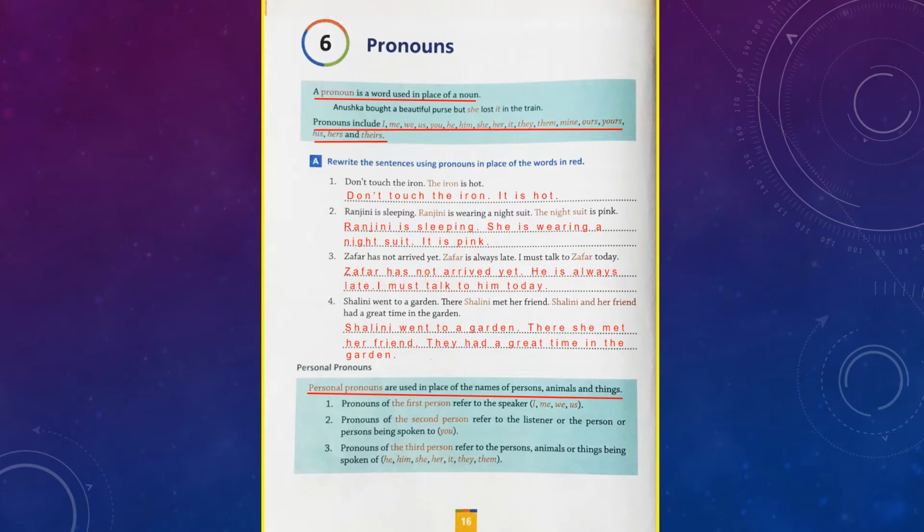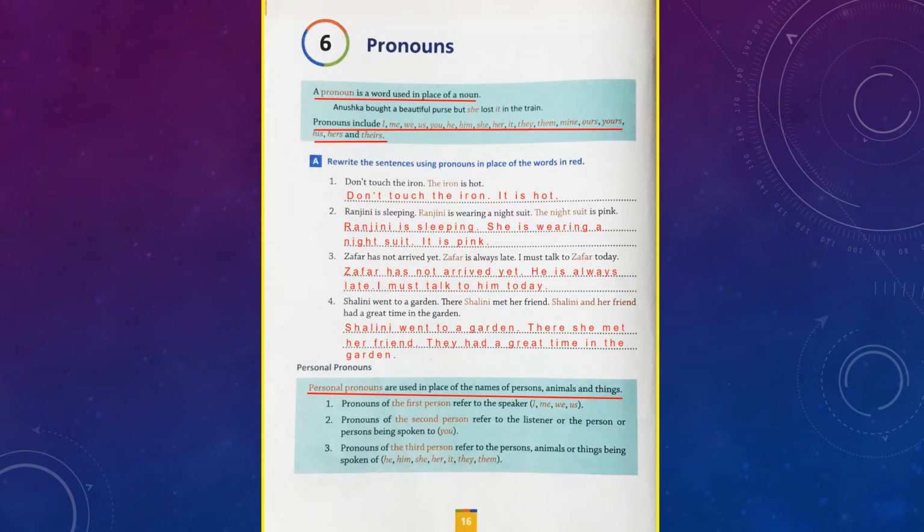Sentence number 4. Shalini went to a garden. There, Shalini met her friend. Shalini and her friend had a great time in the garden. Okay, so Shalini went to a garden. The first sentence remains as it is. The second sentence: There she met her friend. Shalini is the name of a girl, so I have used the pronoun she instead of repeating the name Shalini again.